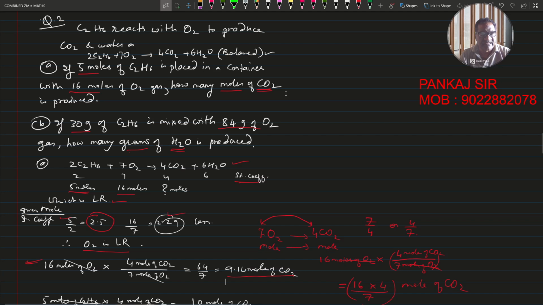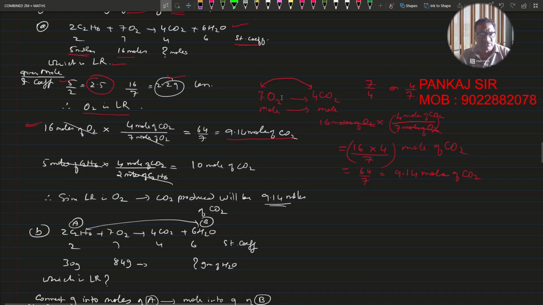What was the A part of the question? How many moles of carbon dioxide are produced when 5 moles of ethane reacts with 16 moles of oxygen? So this is how you should get a single line answer. This is what you should get, and put it in the rectangle. But we had to decide which is the limiting reactant initially.